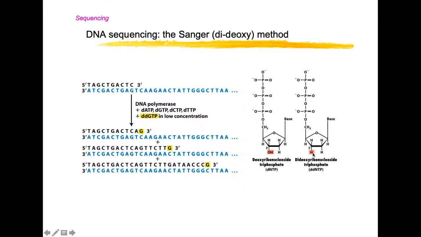So in this, at the third carbon, your hydroxyl group is absent. So dideoxy, and they are deoxyribonucleic acid. So in this, at the second carbon, the hydroxyl group is removed. But in ddNTPs, at the third prime also, your hydroxyl group is removed.